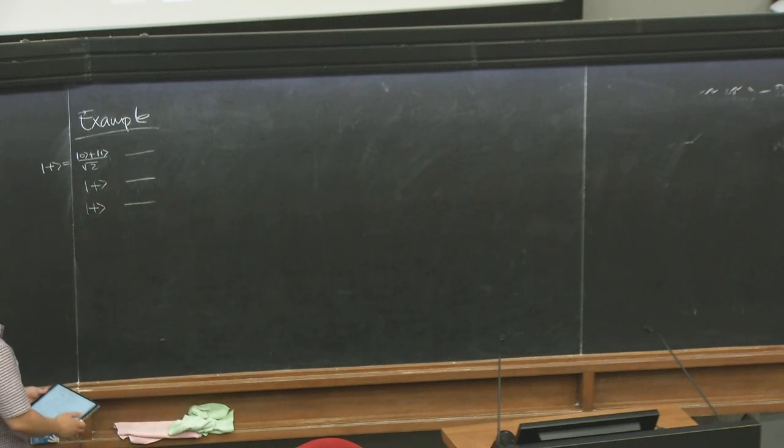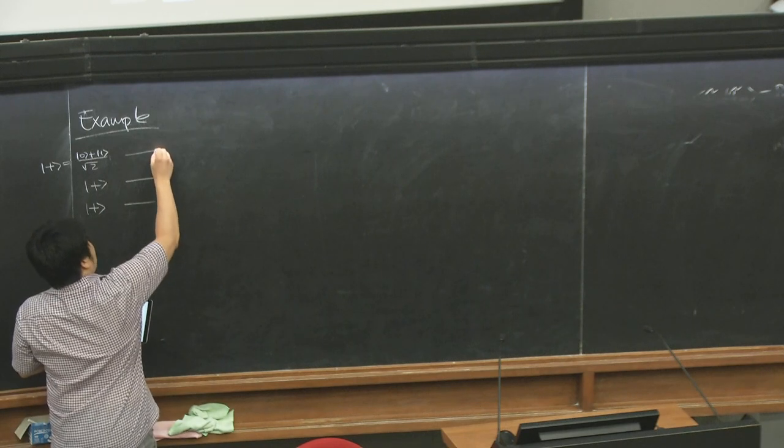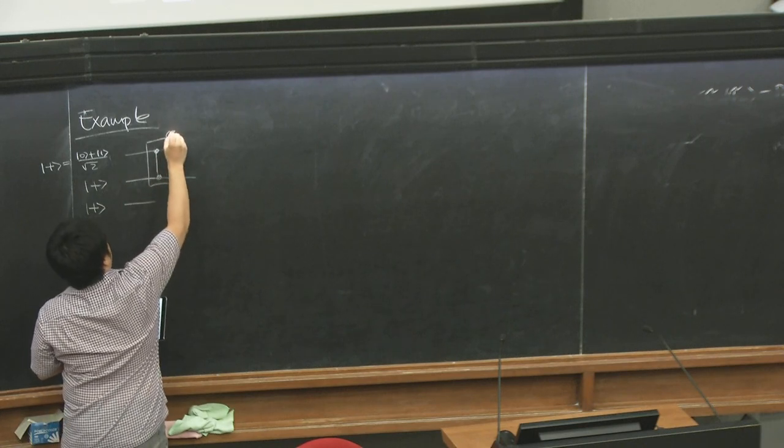Okay. So we are going to consider a particular quantum circuit by applying a so-called controlled-Z gate. See, this is a CZ gate.